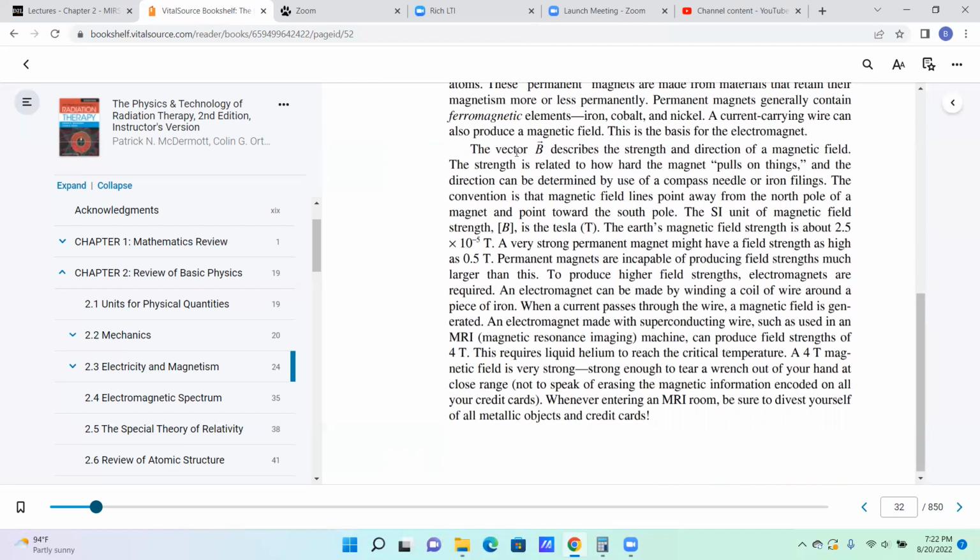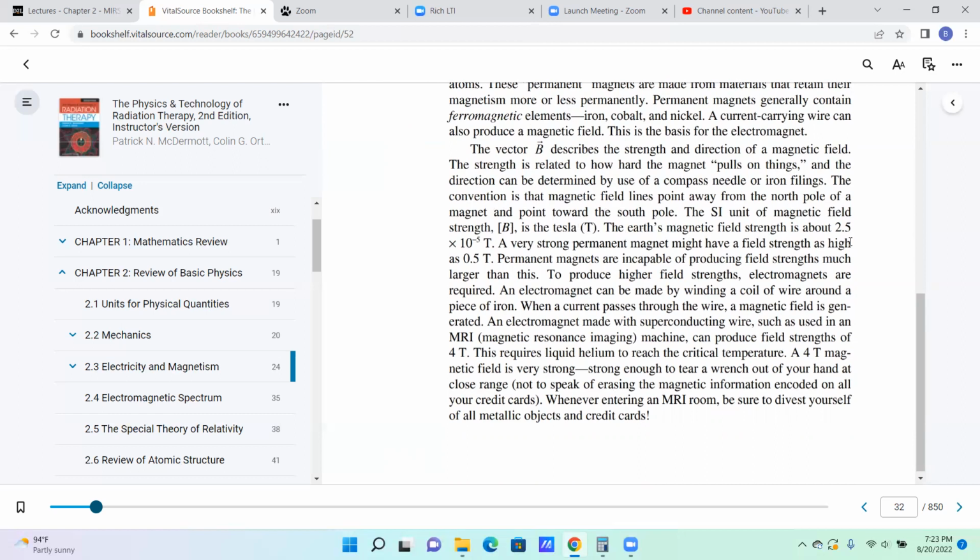So the vector B describes the strength and direction of the magnetic field. When you see B there with a little vector notation on it, that's going to be talking about a magnetic field. The strength is related to how hard the magnet pulls on things, and the direction can be determined by use of a compass needle or iron filings in order to take a look and see what the magnetic fields look like. The convention is that a magnetic field points away from the North Pole and points towards the South Pole. The SI unit of magnetic field strength is going to be the Tesla. Not the car, but the unit Tesla.